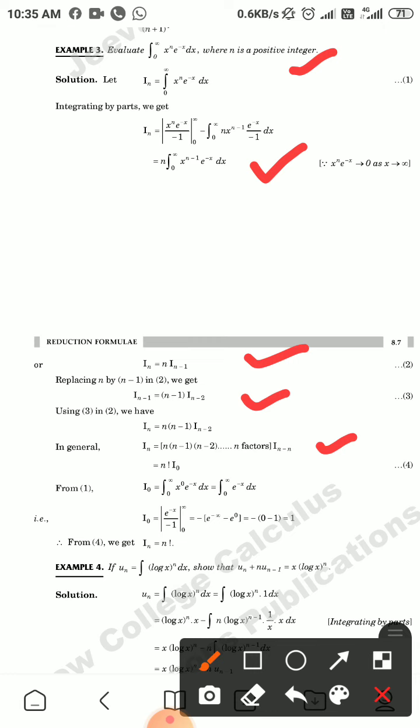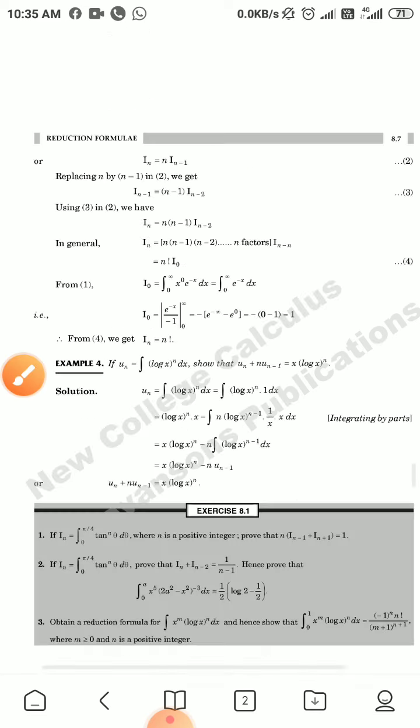n factorial into I naught, and I naught is evaluated as integral 0 to infinity x raised to power 0 e raised to power minus x dx, and the integral of e raised to power minus x is e raised to minus x divided by minus 1, 0 to infinity. E raised to power infinity is 0 and e raised to power 0 is 1, and this gives the value 1. From fourth, we get I(n) is equal to n factorial.